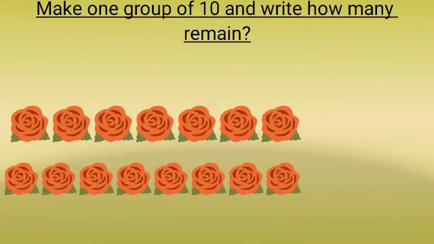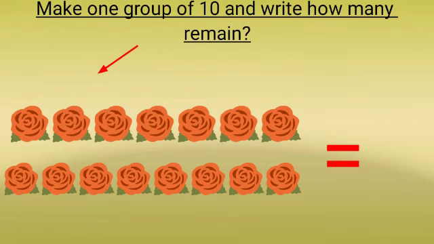Children, now let us learn how to make a group of 10 and how to find out the remaining objects. Now see these flowers children, count them. How many flowers are there? Yes, 15 flowers are there. Count it properly. 1, 2, 3, 4, 5, 6, 7, 8, 9, 10, 11, 12, 13, 14, 15.